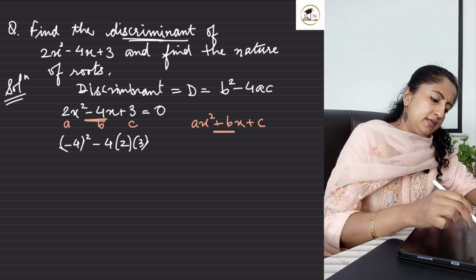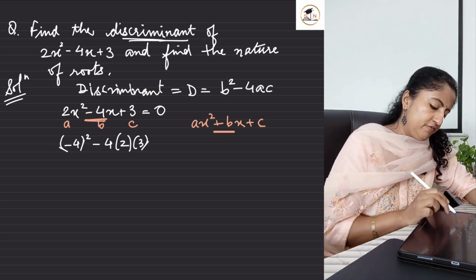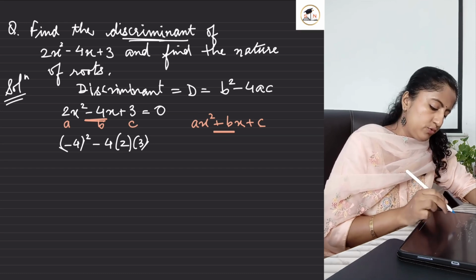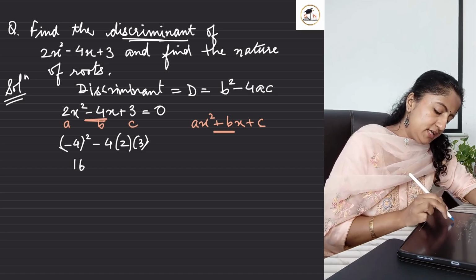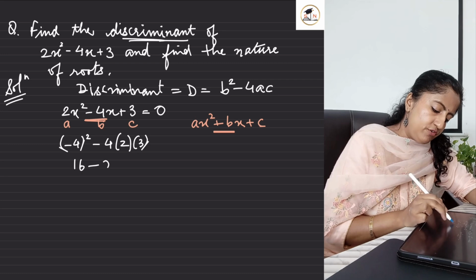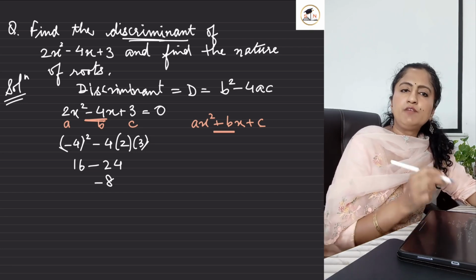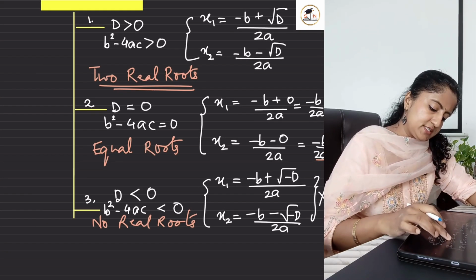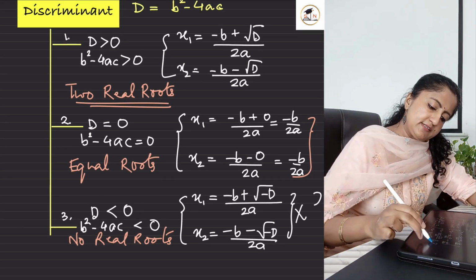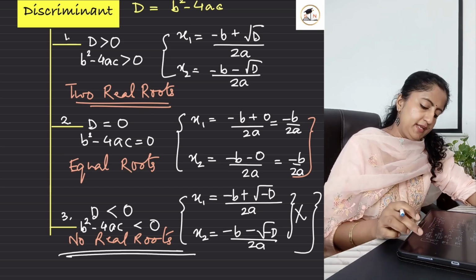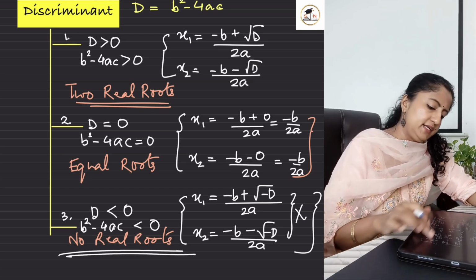Okay, so now let's get back to solving for d. We have minus 4 square minus 4 into 2 into 3. What do we get? We get 16 minus 24. This comes out to be minus 8. Now, what did we just learn about when d is less than 0? D is less than 0. That means no real roots.